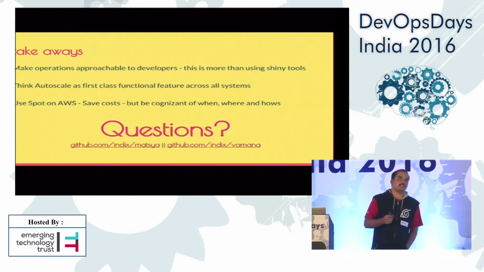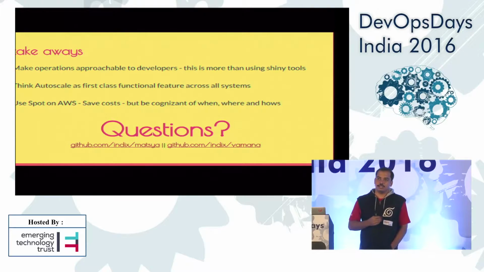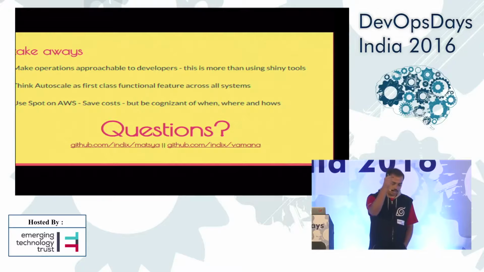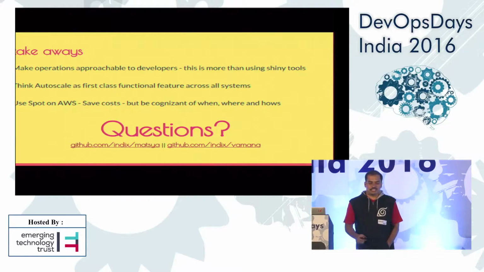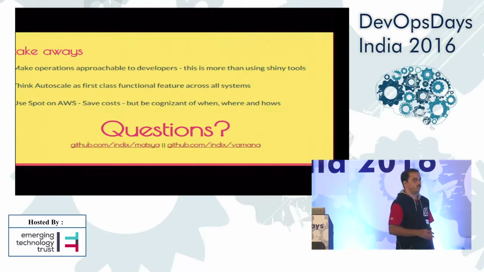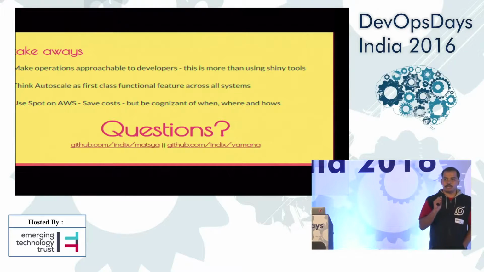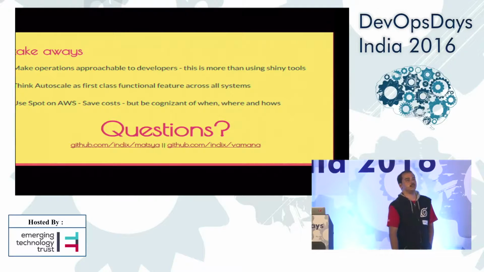Systems like Vamana helped us put autoscaling as a first-class citizen on the checklist for any system that goes into production. And if you're using AWS, use spot instances. You can save tons of money with that. But be cognizant of when to use it, where to use it, and how to use it, right? That's about it. Thank you.